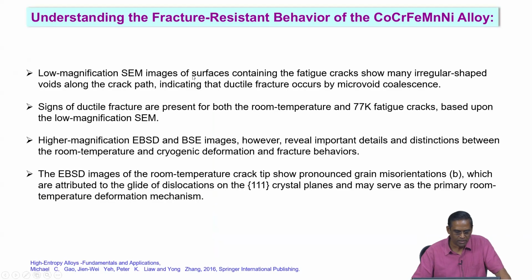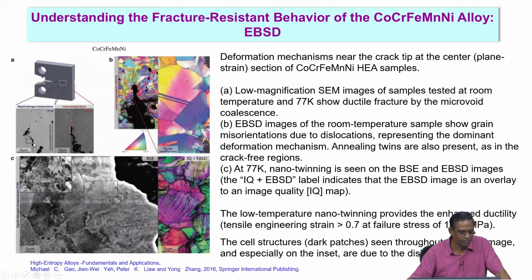So the low magnification SEM images of surfaces containing fatigue cracks show many irregular shaped voids along the crack path, indicating that ductile fracture occurs by micro void coalescence. This is what you have to remember. When the irregularly shaped voids join together, micro void coalescence happens. There is one void, another void, another void, they are all joined together, and then the crack propagates like this.